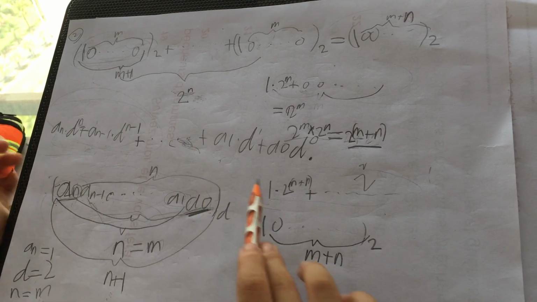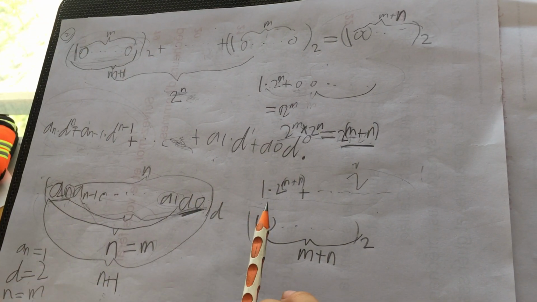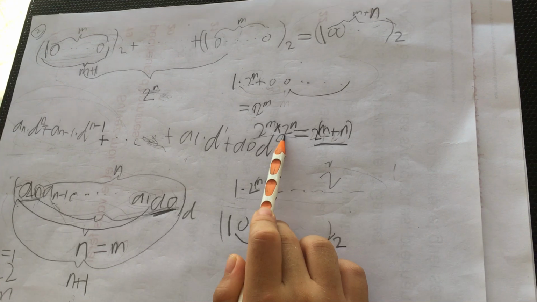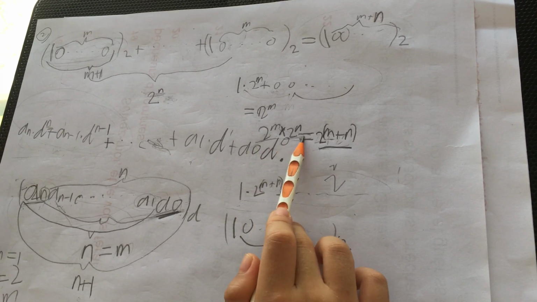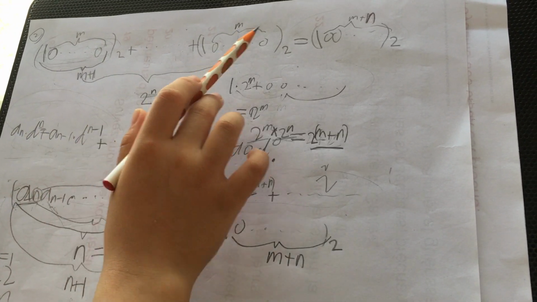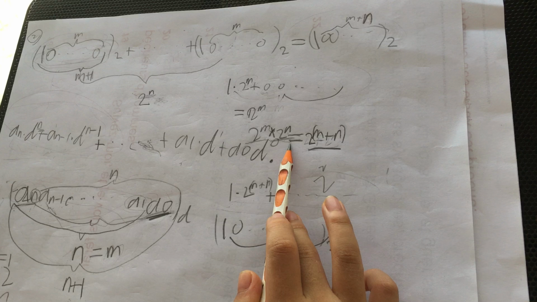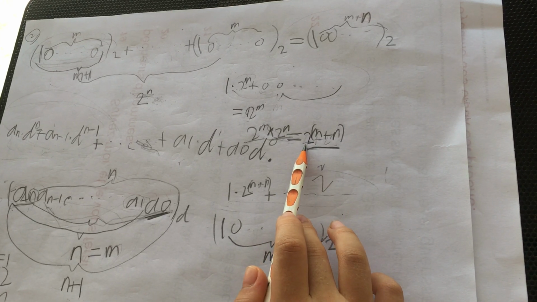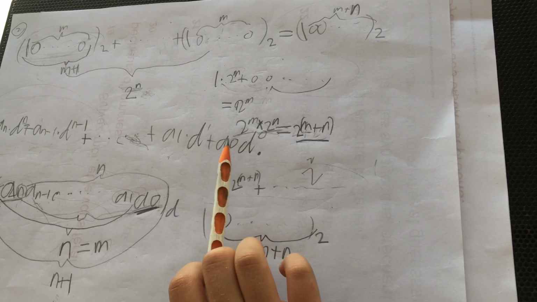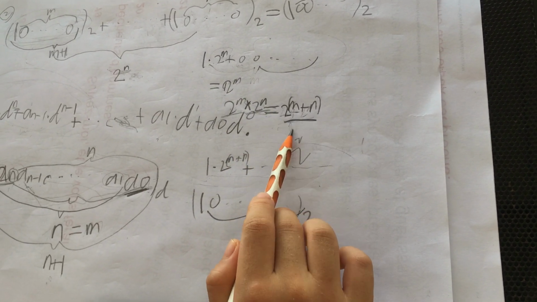So this equals 2 to the m's power times 2 to the n's power. Can you explain? 2 to the n's power means how many times it has to add its own self. And 2 to the m's power times 2 to the n's power equals 2 to the m plus n's power. Very good. Because we can't say we have 4 to the m plus n's power.